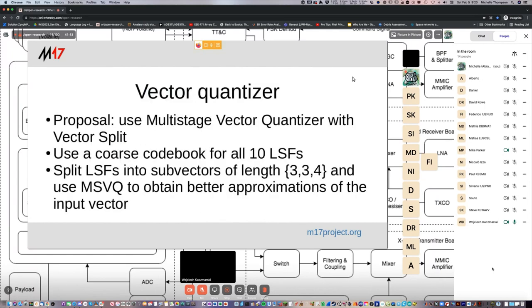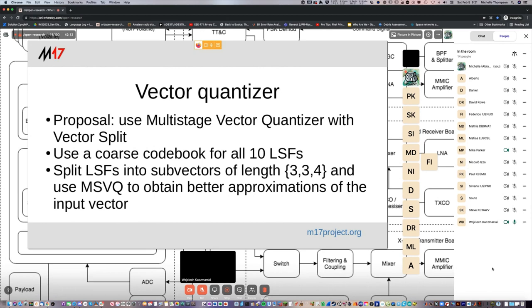The next method is moving to vector quantizer. The previous part used a one-dimensional quantizer called the scalar quantizer, where we had LSFs from 1 to 10, and each LSF was encoded separately. We didn't group them into, let's say, three-dimensional or four-dimensional vectors. In vector quantizing, we do that. First of all, we have to group all 10 LSFs into three groups. The first group is LSF 1 to 3, then 4 to 6, and 7 to 10. So the first subvector is three-dimensional, the second is also three-dimensional, and the last is four-dimensional. This is called the split vector quantizer.